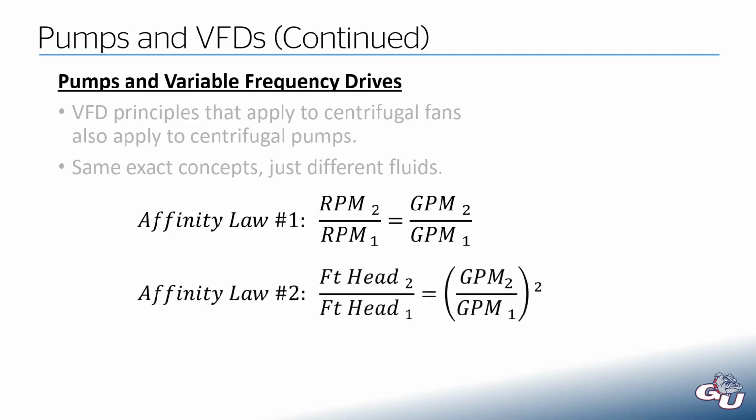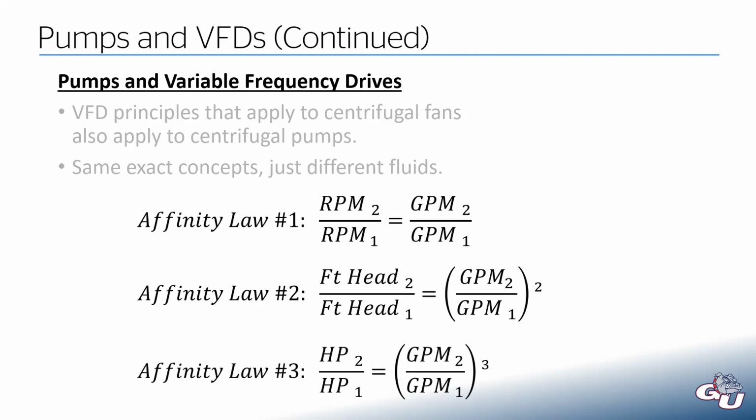The second law: the ratio of the pressure differential is going to be based on the ratio of the flow squared. So if we halve our flow, we'll have a quarter of the pressure requirements in the same system. And the third law: the ratio of the horsepower is equal to the ratio of the flows cubed. So the same affinity laws that we've talked about with fans also apply to pumps.